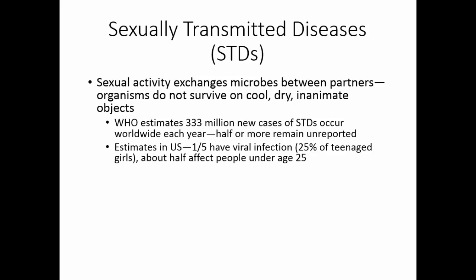It's estimated that in the United States, 1 in 5 have a viral infection that's sexually transmitted, and that 25% of these are teenaged girls. About half of all sexually transmitted diseases affect people under the age of 25. In women, particularly young girls, PID is a complication, pelvic inflammatory disease. The organism spreads from the vagina through the uterus into the fallopian tubes and gets into the pelvic cavity.